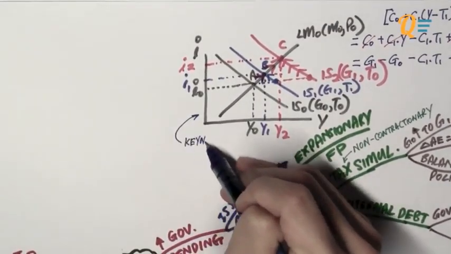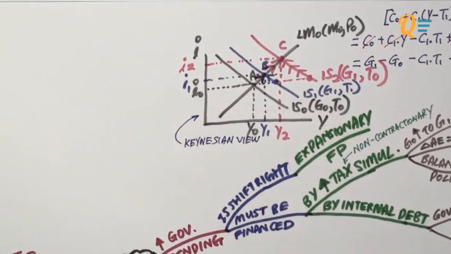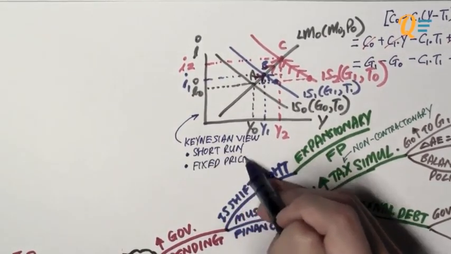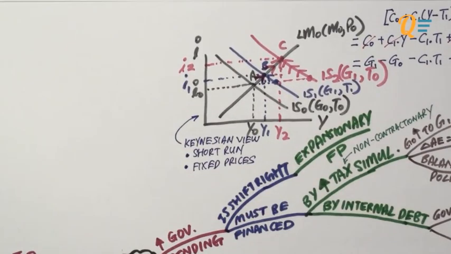So take note that using this IS-LM model, we're actually looking at the Keynesian view, where it is in the short run and the prices are fixed. So let's not talk about the classical view, because this video is really getting pretty lengthy and there's a lot of new information downloading into your brain right now.